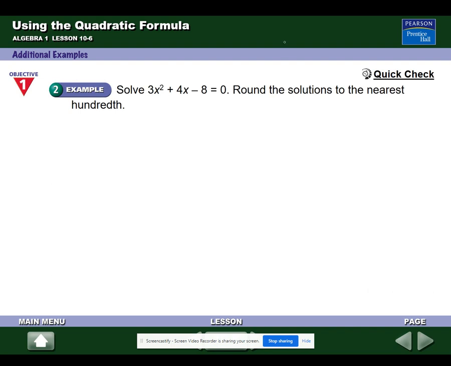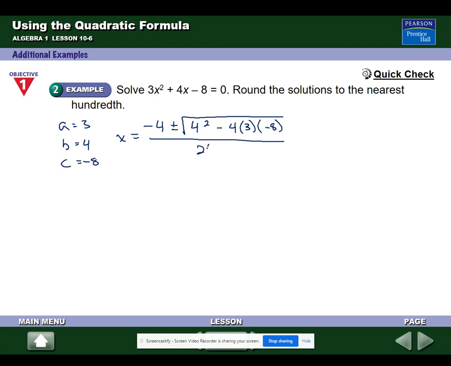All right, let's try that again. This one's already set equal to 0. That's standard form. So we have a is equal to 3, b is equal to 4, c is equal to negative 8. Okay, and then x equals negative b plus or minus the square root of b squared minus 4 times a times c all over 2a. The critical line of work right there.